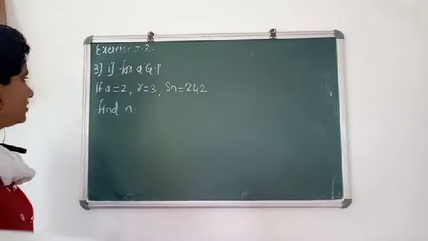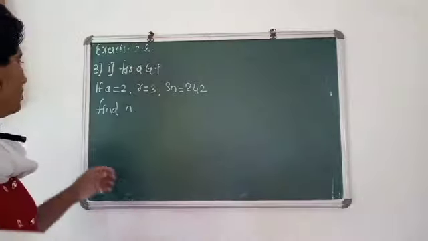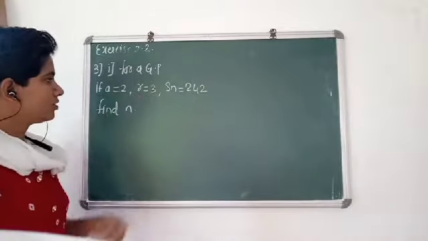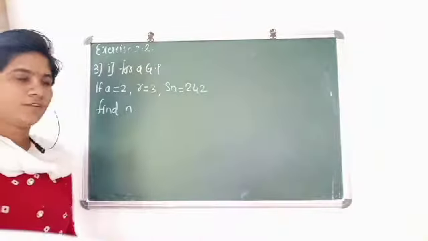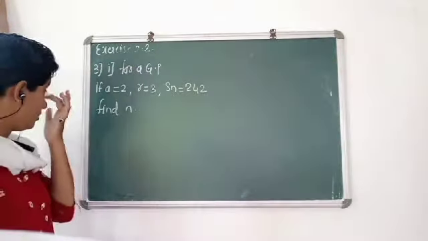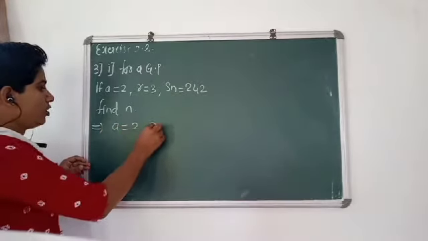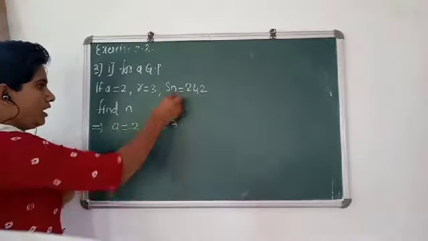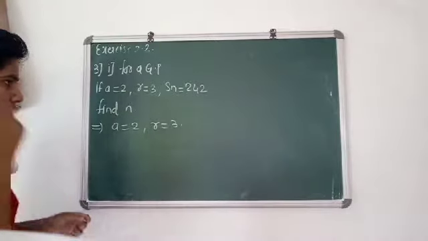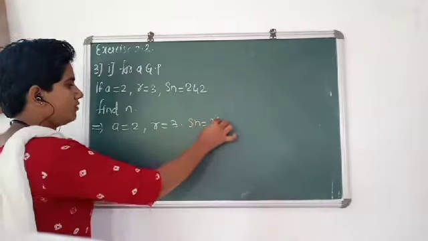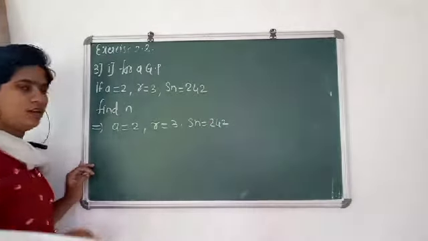Now the third example of exercise 2.2. For a geometric progression, if A is equal to 2, R is equal to 3, Sn is equal to 242, then find n. Now here the first term is given, A is equal to 2, common ratio is 3, and the value of Sn is equal to 242. Given Sn is equal to 242, find the value of n.